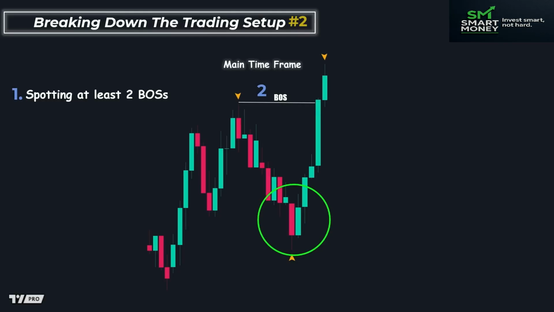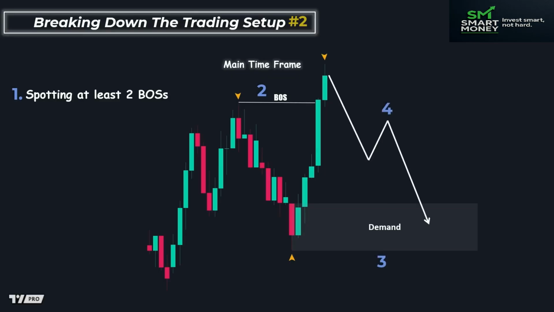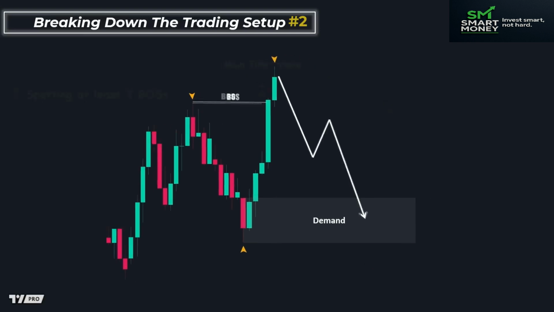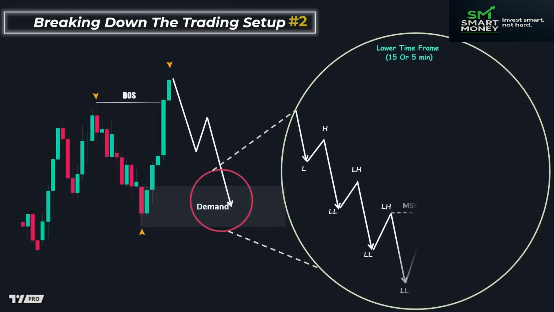The next step is to highlight the most recent unmitigated demand zone on the higher time frame. Then, wait for price to return to that zone. Once price taps back into it, zoom into a lower time frame, such as the 15-minute or 5-minute chart, and monitor closely for signs of reversal. That will serve as your first confirmation before looking for an entry. This could be a market structure shift or a clear change of character. Either way, that serves as your first layer of confirmation.